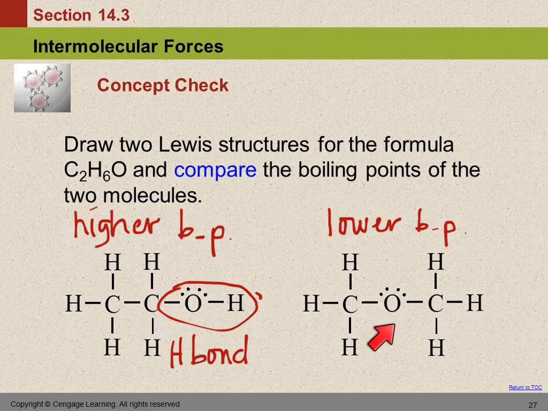This one is dimethyl ether, which would be a gas at room temperature. And this is ethanol, or ethyl alcohol, which is what's in vodka and whiskey and beer, and that's a liquid at room temperature. This has a higher boiling point because it's got hydrogen bonding, and so it's got stronger intermolecular forces that hold it together more.